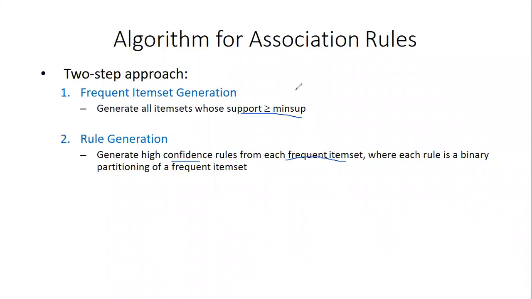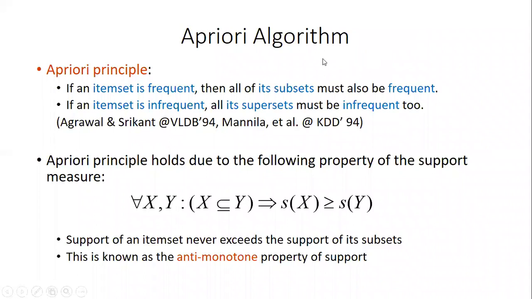Next we move on to the Apriori algorithm. This is one of the popular algorithms under association rule mining. The Apriori algorithm is based on a principle called the Apriori principle. So what is that principle? Please remember, if an item set is frequent, then all its subsets must also be frequent.